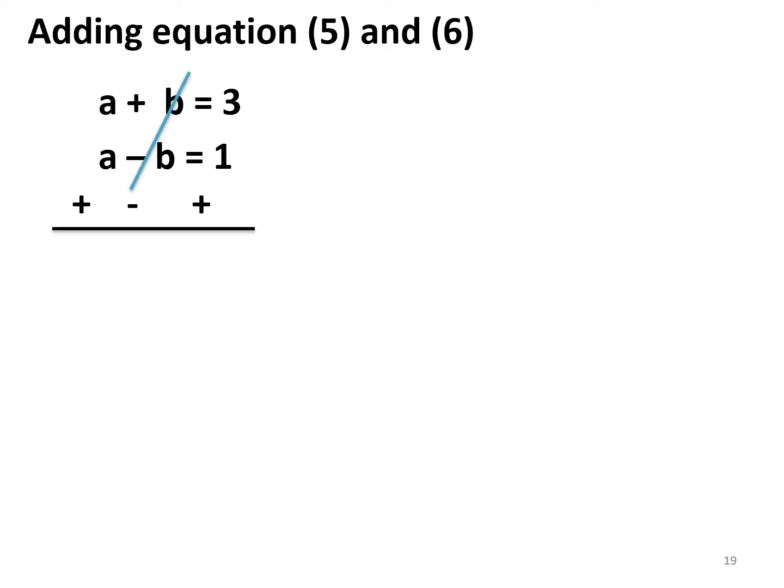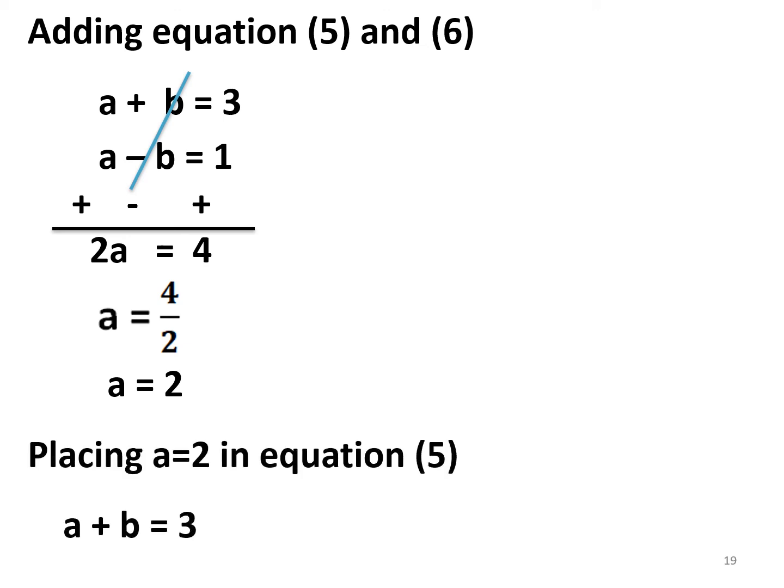Solving equation 5 and 6, I'll add equation 5 and 6. So a plus b is equal to 3, a minus b is equal to 1. Plus b minus b is cancelled. a plus a is equal to 2a, 3 plus 1 is equal to 4. So a is 4 upon 2, which is equal to 2.